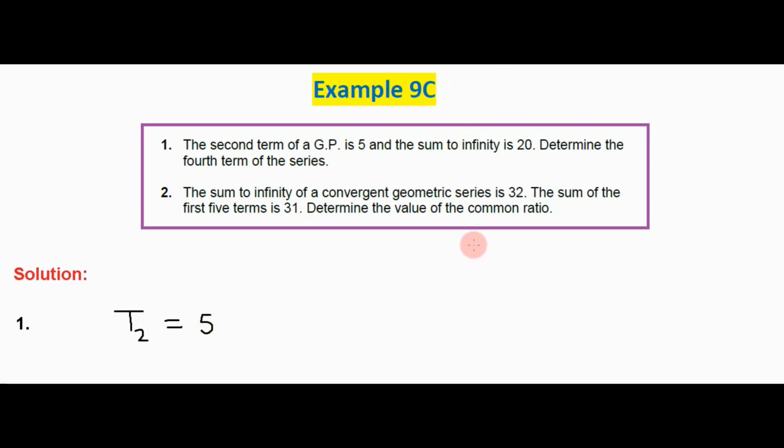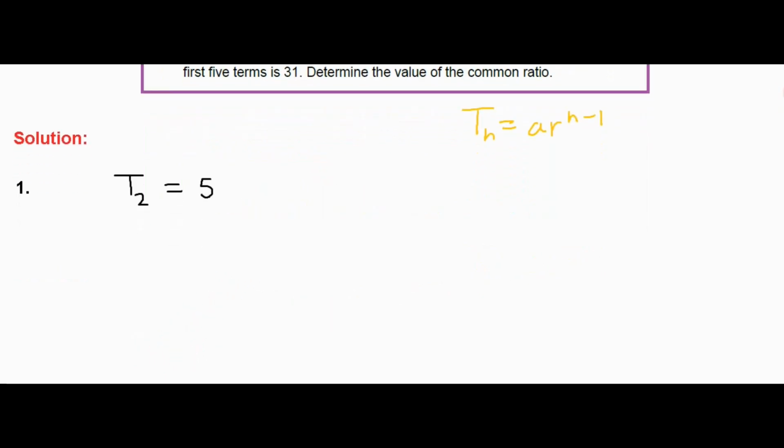Now we can use the formula for the nth term. t sub n equals a r to the n minus 1. And rewrite this equation in terms of a and r. So t sub 2 will equal a r to the 2 minus 1, in other words, just ar. And this is equal to 5. We can call this equation 1.